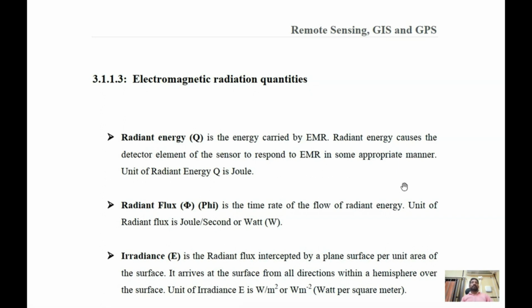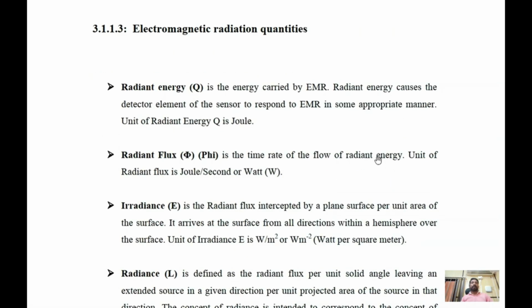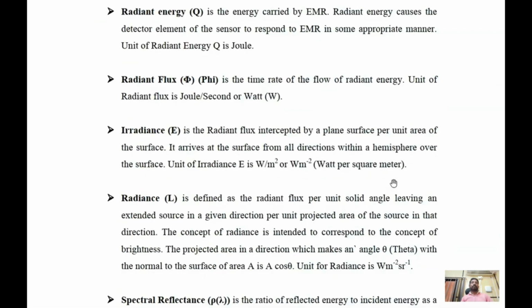Irradiance is the radiant flux intercepted by a plane surface per unit area of the surface. It arrives at the surface from all directions within a hemisphere over the surface. The unit of irradiance E is watt per square meter.